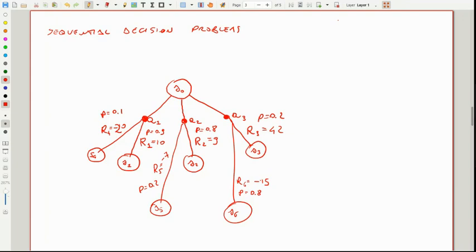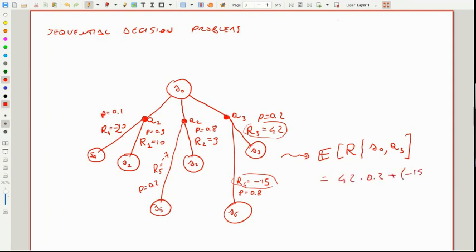We can calculate the expectation for every choice. Exactly. It's exactly like before, but you need to condense all those rewards in a unique number which you would call the expected reward, given that you were in state S0 and you have done the action A3. What is the expected reward in this case? Well, this is 42 times 0.2 plus minus 15 times 0.8. And then you compute the same quantity here, and what you would like to do is to take the action that is taking you to the best expected value.